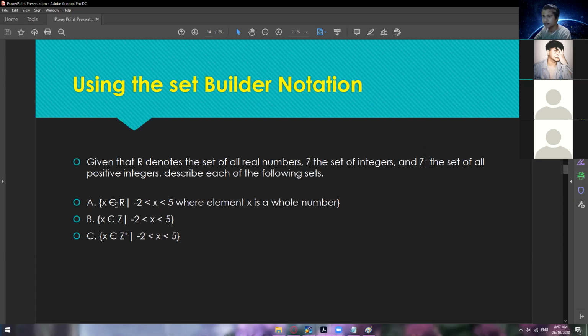So X is an element of R such that X is ranging from -2 to +5. Okay, X is greater than -2 or less than 5. Okay, so ganun yung pagbasa nyo kung talagang eksaktong-eksakto. Where element X is a whole number. So what are the elements of letter A?